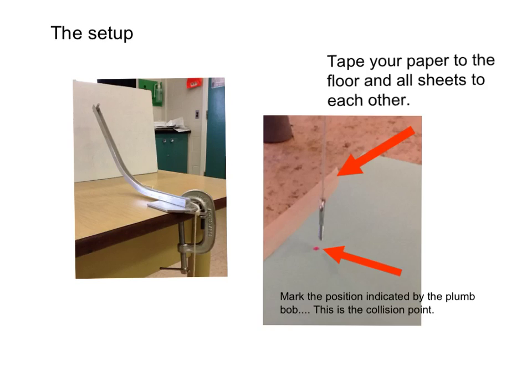The screw that's hanging down on the string marks the point at which the little ball will leave the ramp and also the point at which the collision occurs. It's really important to mark that spot on the paper. It's also really important to tape the paper to the floor and tape all the sheets together so that you can lift the whole thing off to do the analysis.